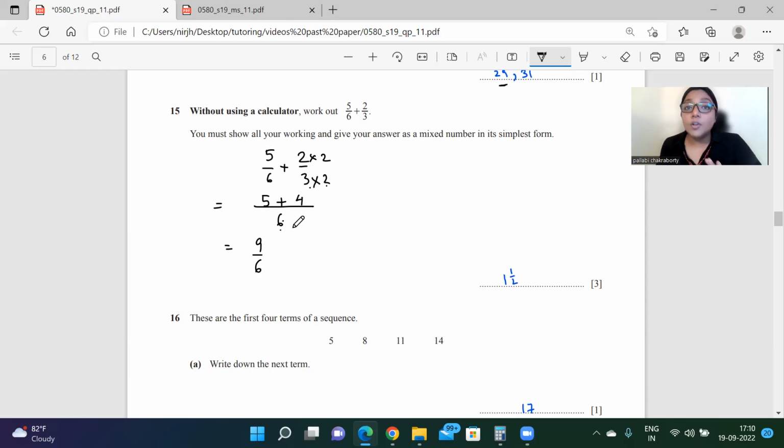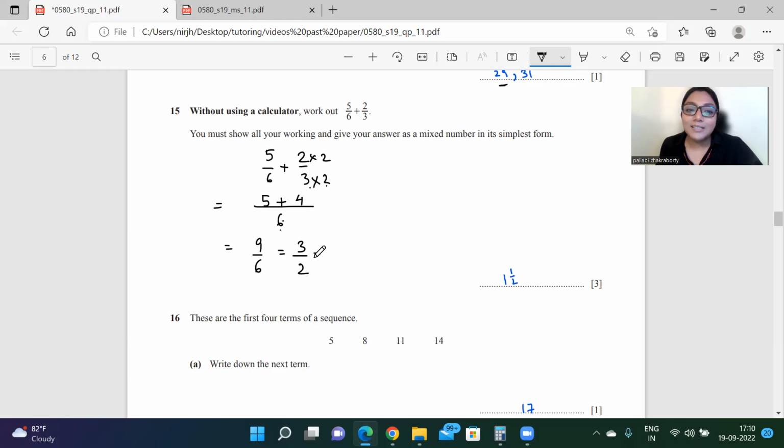So this becomes 9 by 6, right? 9 by 6. Now you cannot leave the answer over here because you have to simplify it further. So if it is 9 by 6, you divide it with a number which goes into both 9 and 6. We see 3 divides 9 as well as 6. It becomes 3 by 2. That is 9 divided by 3 gives a 3. 6 divided by 3 gives a 2. 3 by 2.